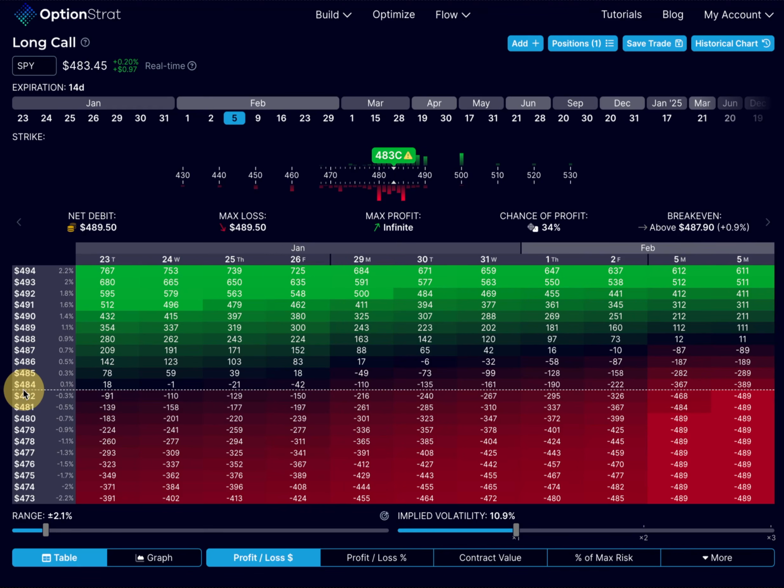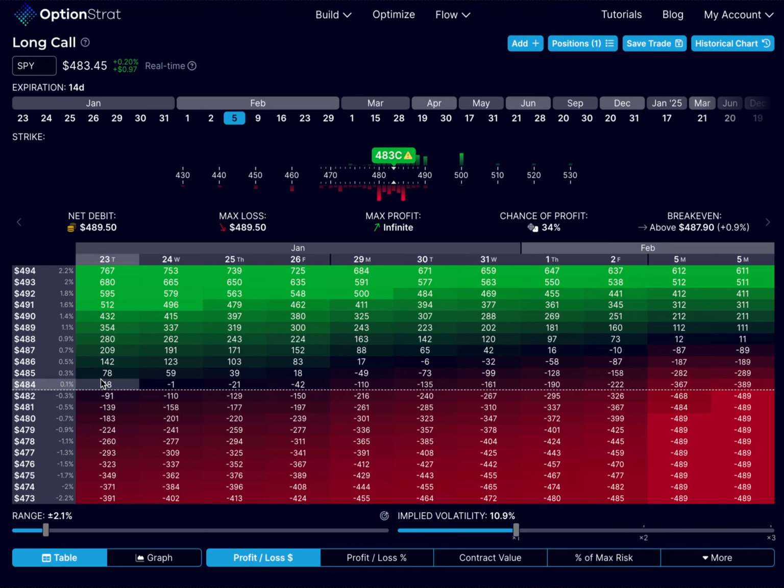So what this is telling us is at the 484 price, I can see what's going to happen to this position as time marches forward. And we can see that if the market does not move, theta is going to decay out from under this position until I've essentially lost virtually my entire purchase price. So my purchase price here is 489. If the market does not move and I have a $483 long call, that will fully decay over the period of this trade, again, if the market doesn't move in my favor.